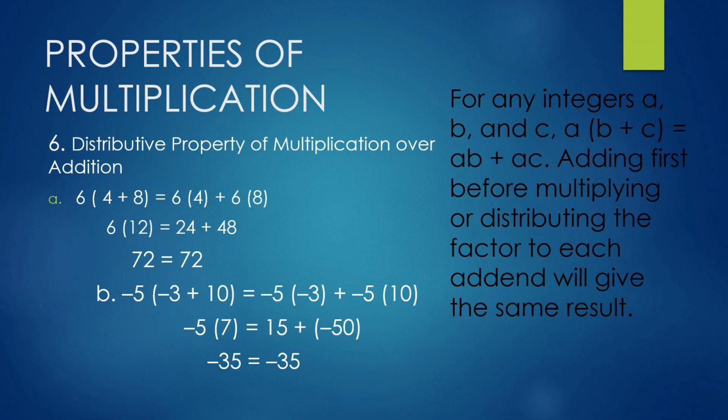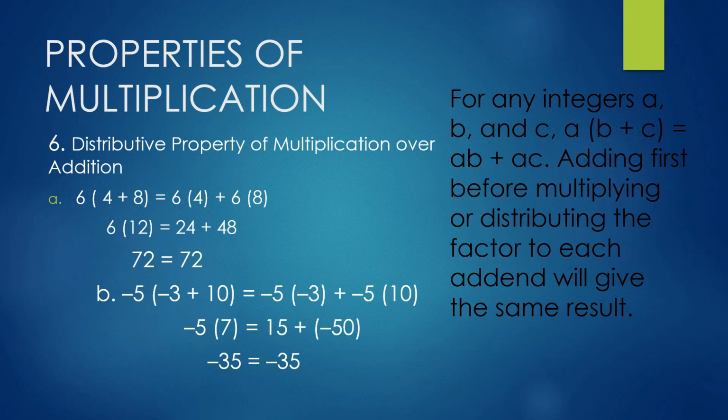So for any integers a, b, and c, a times the quantity b plus c is equal to a times b plus a times c. Just distribute a to the terms inside the parentheses. So we have a multiplied by b plus a multiplied by c. Adding first before multiplying, or distributing the factor to each addend, will give the same result. So even if you do the addition first on the left side and then find the product, we have the same answer, which is 72.